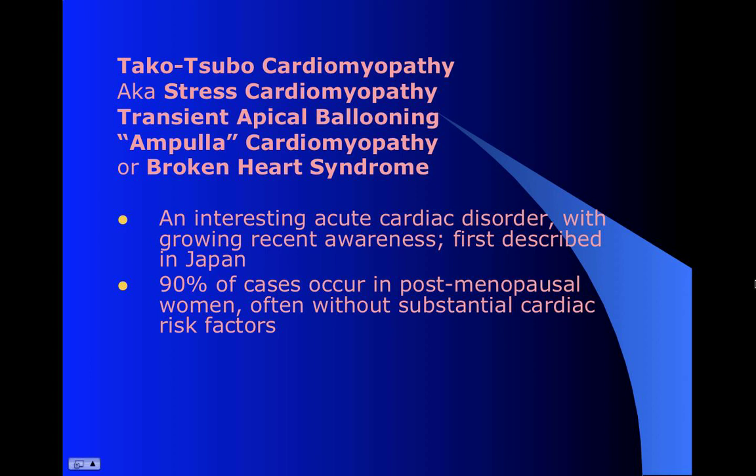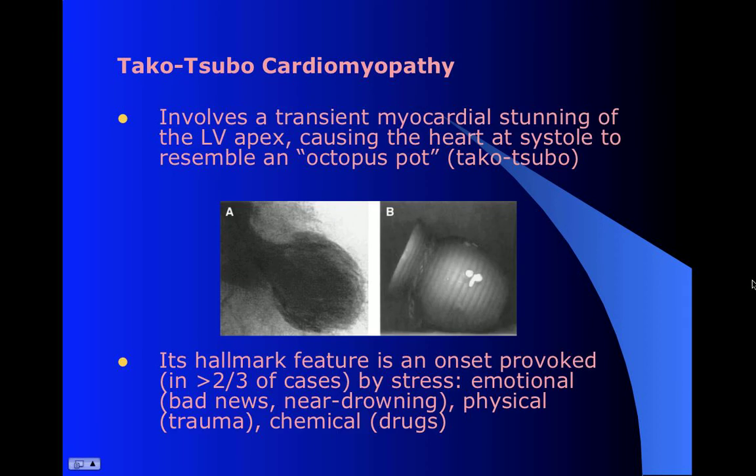It most often occurs in postmenopausal women, but it can be in anyone, and it's often patients you wouldn't think are at high risk for a cardiac event, so often younger folks. What it is is a stunning of the myocardium, but it's differential. It's not the whole heart. And this is an octopus pot, a Takotsubo. They use them in Japan. An octopus climbs into the mouth here, and because it's narrowed, they can't climb back out, so it's an octopus trap. But here is the heart in Takotsubo cardiomyopathy.